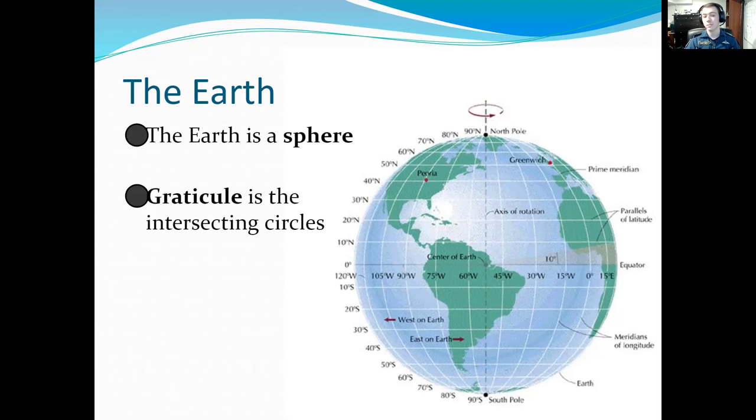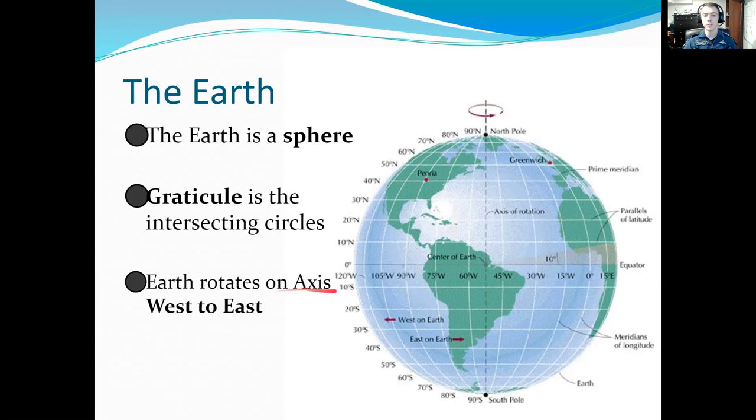A graticule is these intersecting circles. Not really important what you know to know what that is. It's going to be great circles and rhumb lines and all that fun stuff that is really important.